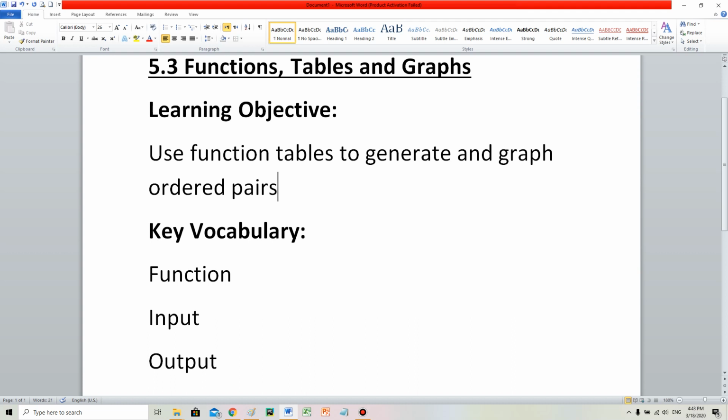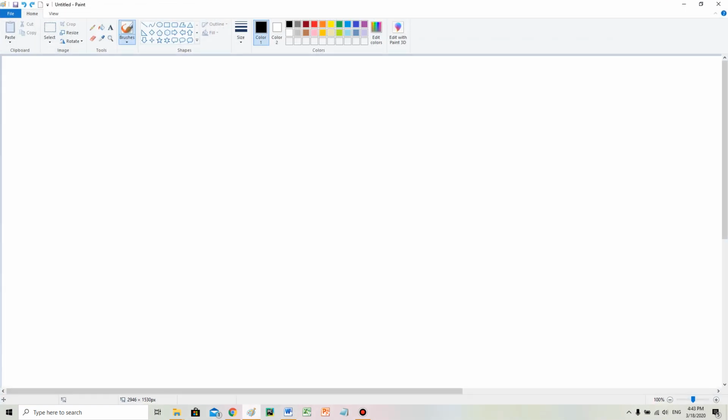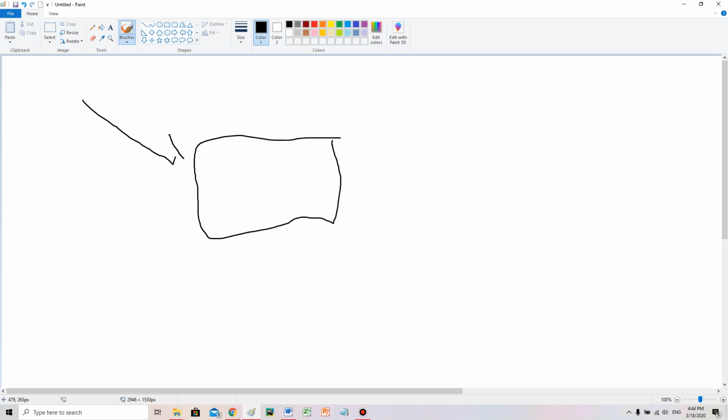Okay, some of the key vocabulary terms are function, input, and output. Now, before I do anything, I want to draw a picture, and hopefully it will help you to better understand what functions are. I want you to think of functions as a box or a machine or a robot that takes in an input. So I'm going to draw this as a machine, a box, or something. This machine takes an input.